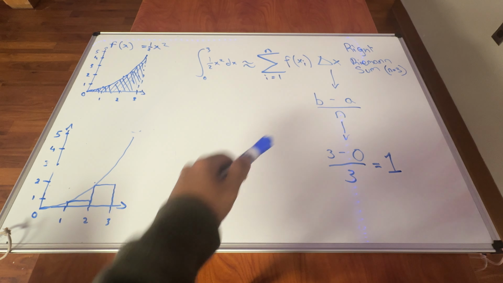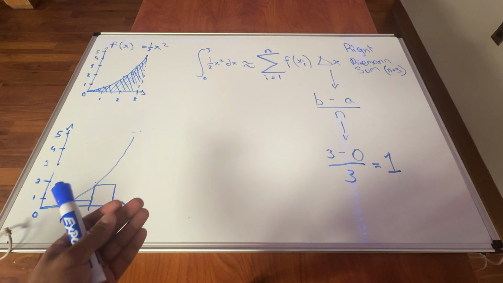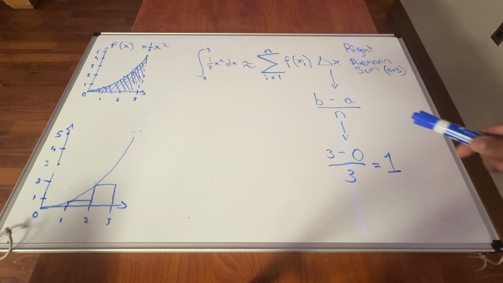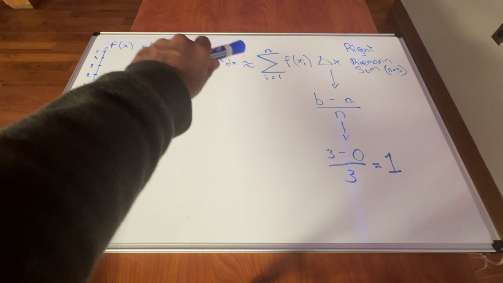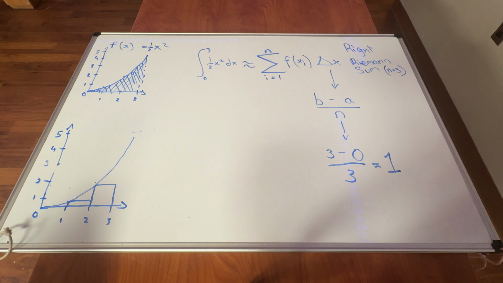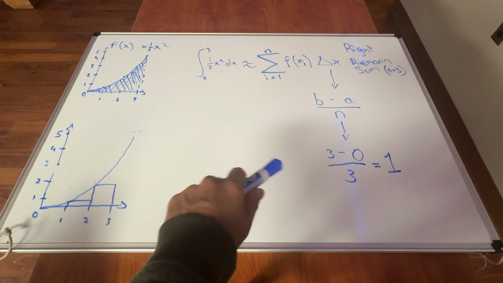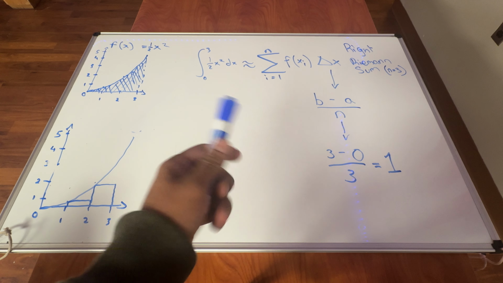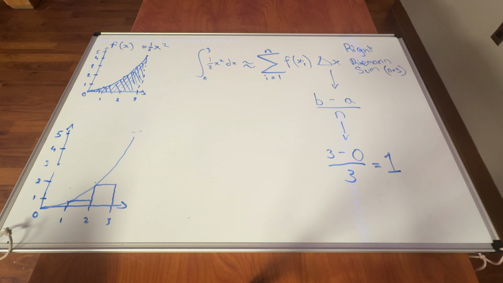Our denominator is going to be the number of rectangles we want to split this area into. In this case, we are given that n is going to equal 3, which is the same as this value for n up here. It's simply saying that we want to split up this area into 3 rectangles. So if the total width is 3, and we want to split up the area into 3 rectangles, each rectangle is going to have a width of 1 unit.